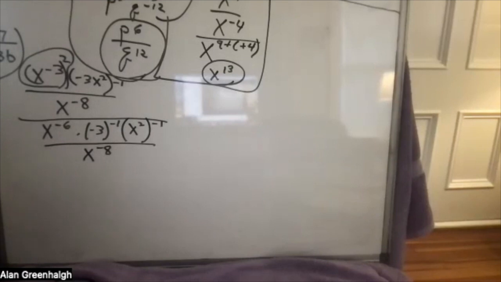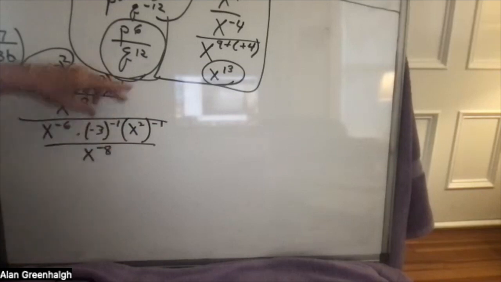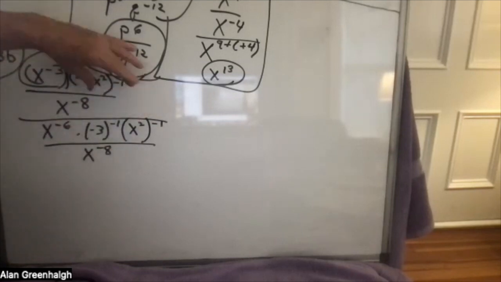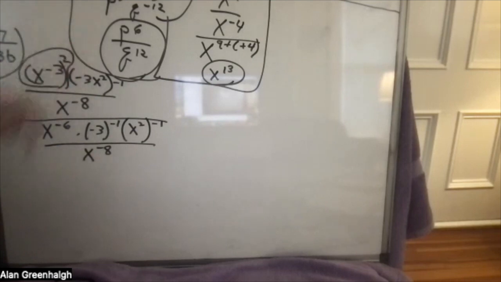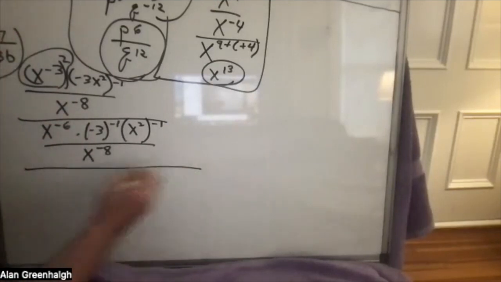And now what I would do is take all the negatives that are in the numerator and put them in the denominator, and take all the negatives that are in the denominator and put them in the numerator. For this problem, it's basically going to just flip everything over because everything is negative. So this is what you wind up with.